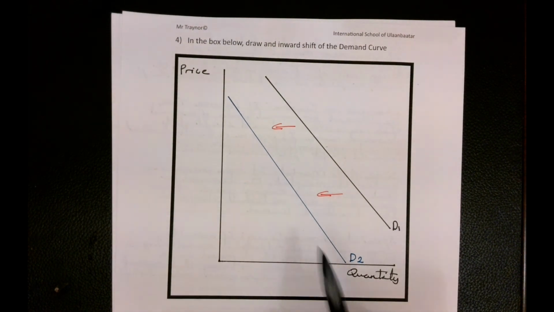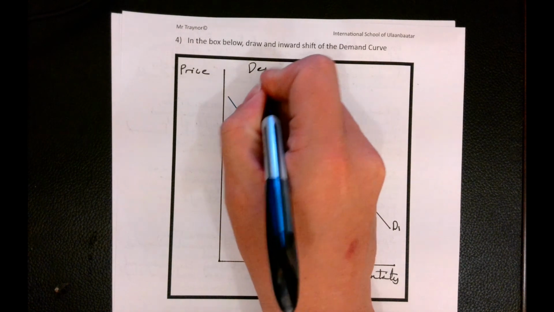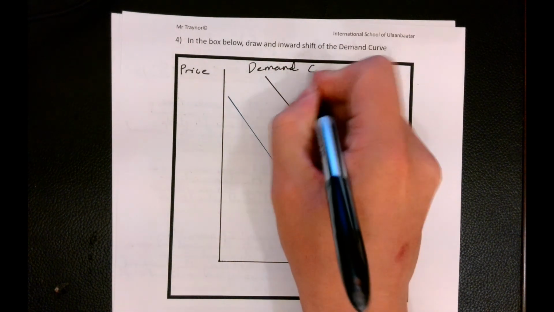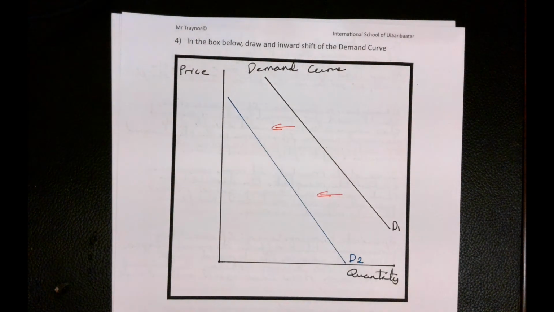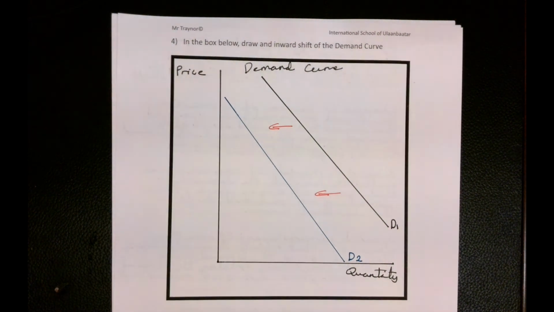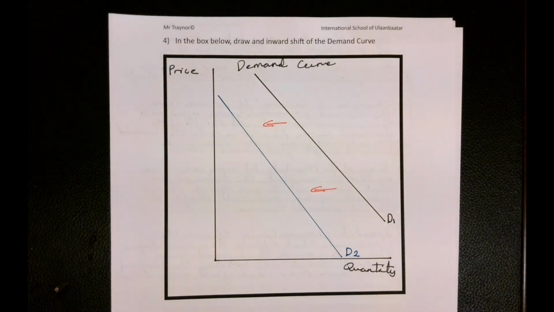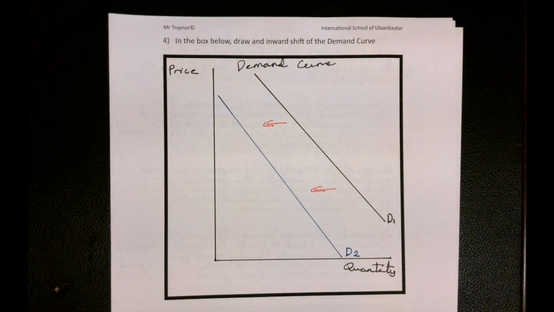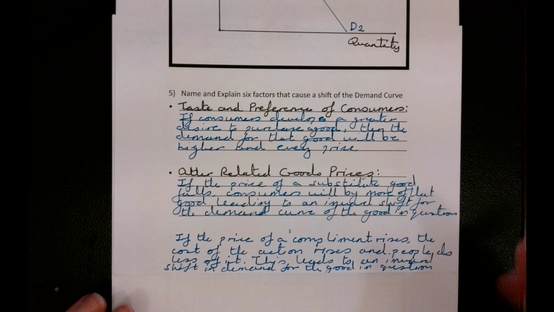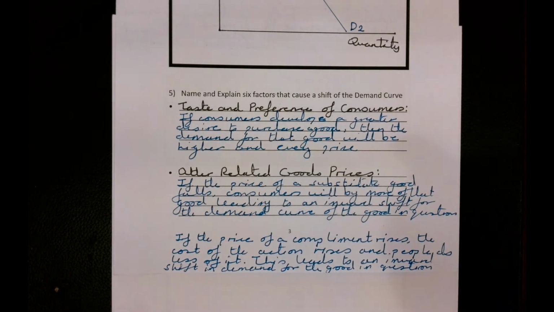Now, an inward shift in the demand curve, I'm going to write here demand curve, just the title, price, quantity. Okay, we can get rid of that. Or maybe we can't. I'm moving on. Price, quantity. So all we're saying is that at every price, consumers buy less than they did previously. Consumers want this good less for whatever reason, or are able to afford it less than they were previously.